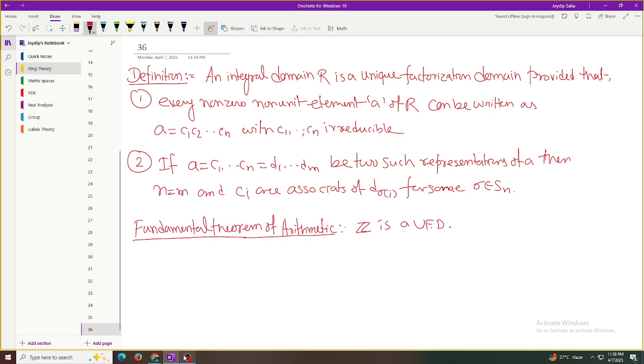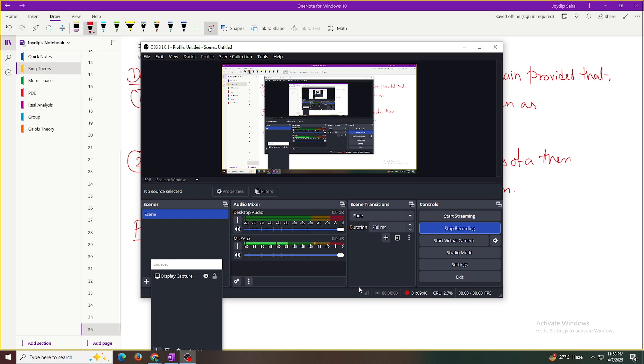What about the power series ring? Okay. Then I will talk about some criteria for how to check whether some ring is a UFD or not.